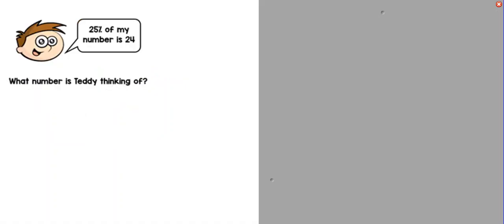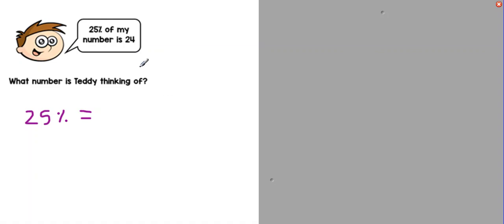Let's have a look at this one. Teddy says, 25% of my number is 24. What number is Teddy thinking of? Here, I would look at my equivalent decimals and fractions. So 25% is equal to what? I personally would change it into a fraction, because it's easier to work out and calculate.